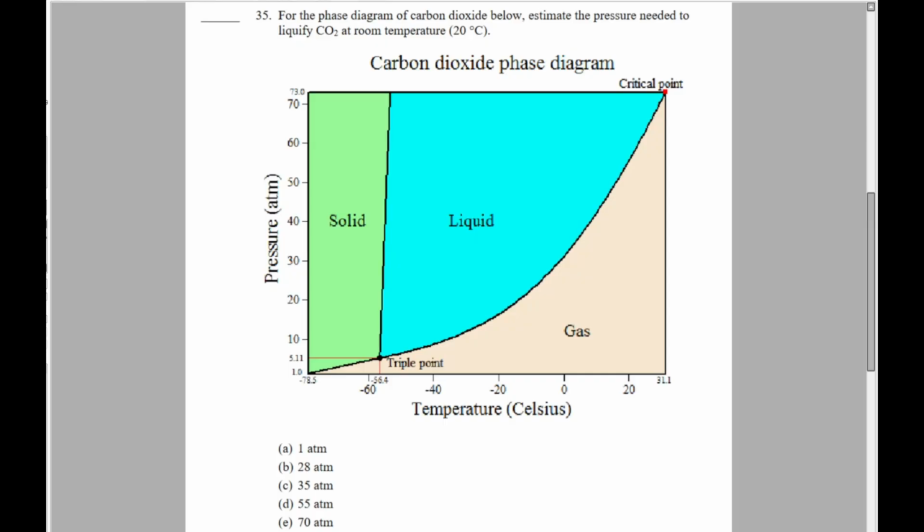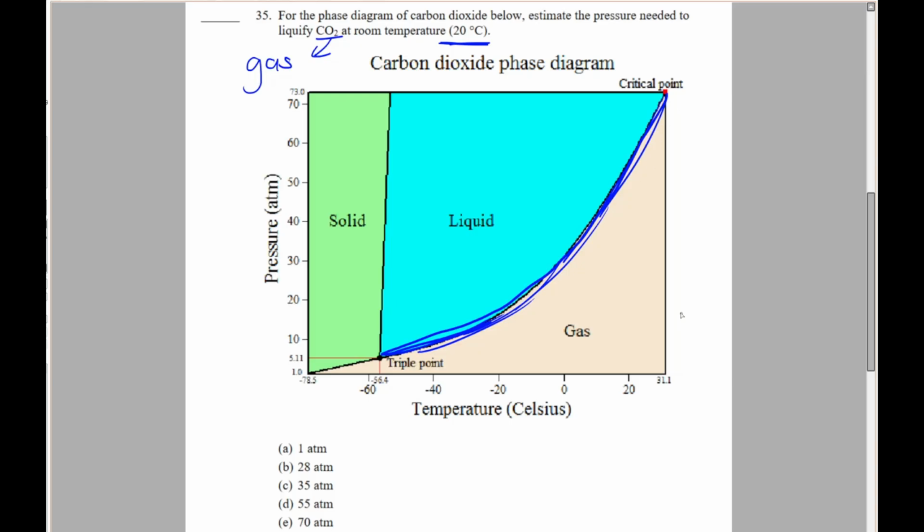35. For the phase diagram of carbon dioxide below, estimate the pressure needed to liquefy CO2 at room temperature. So CO2 is originally going to be a gas. So we're looking for something along this line between the liquid and the gas. And this is a pretty simple question. Basically, we just locate where 20 degrees Celsius is on the x-axis and then find the corresponding pressure on the y-axis that is on this line.